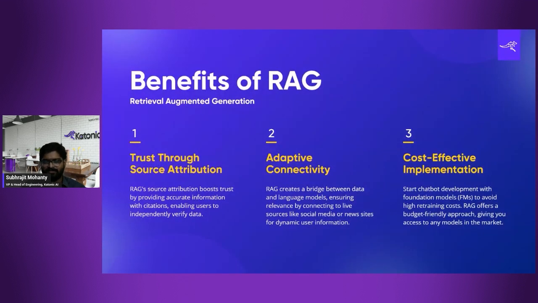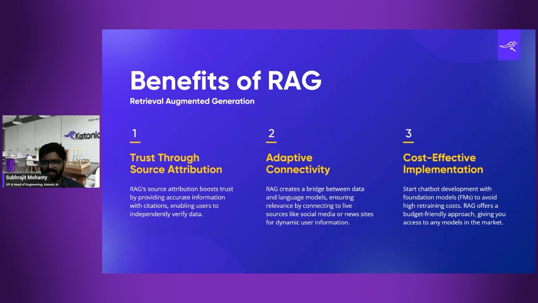Let's discuss the key benefits of RAG and why it's becoming a significant player in AI technology. First, RAG enhances trust through source attribution. It provides information along with citations, allowing users to verify the data independently, as transparency is crucial in our current information landscape. Secondly, RAG offers adaptive connectivity. It creates a bridge between vast databases and language models, connecting to live sources like news sites and social media. This ensures that information provided is always current and relevant.